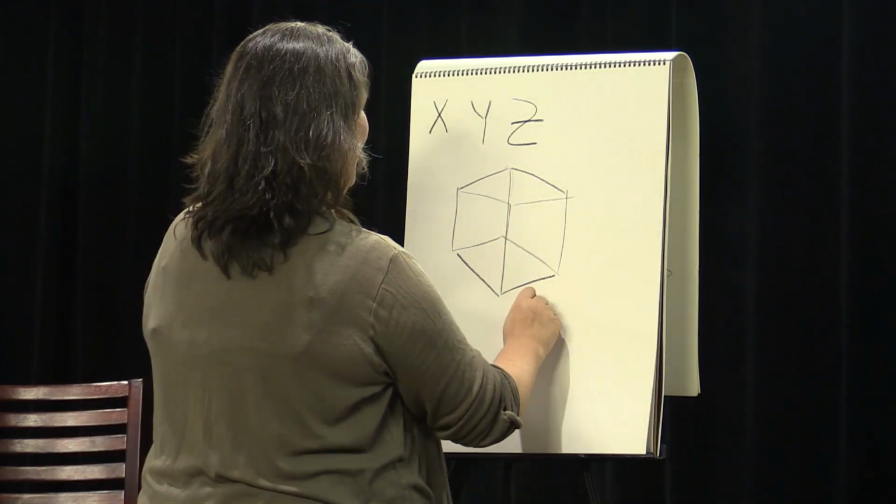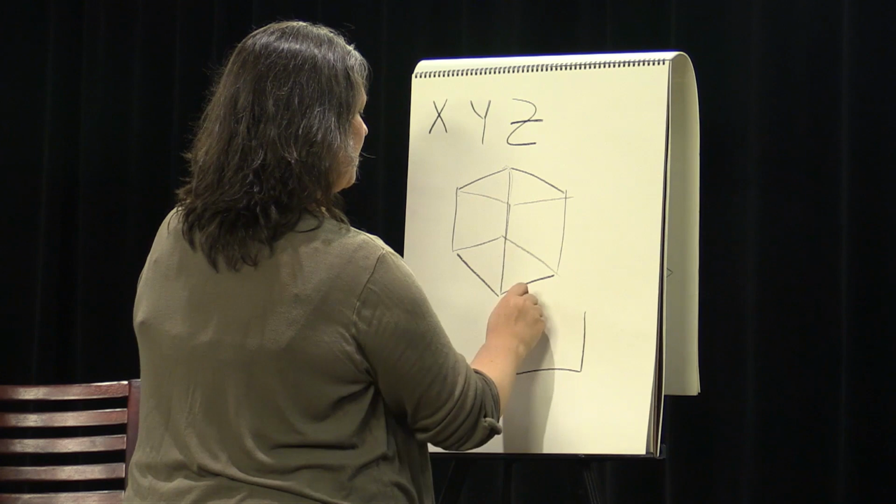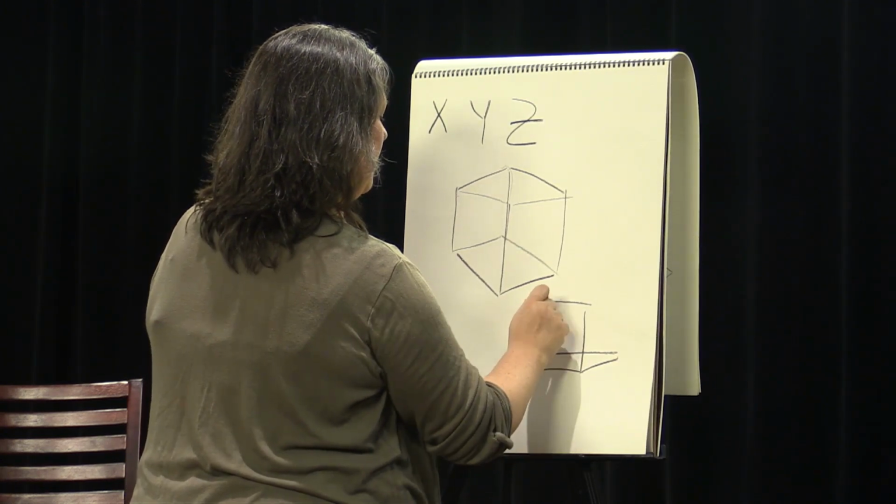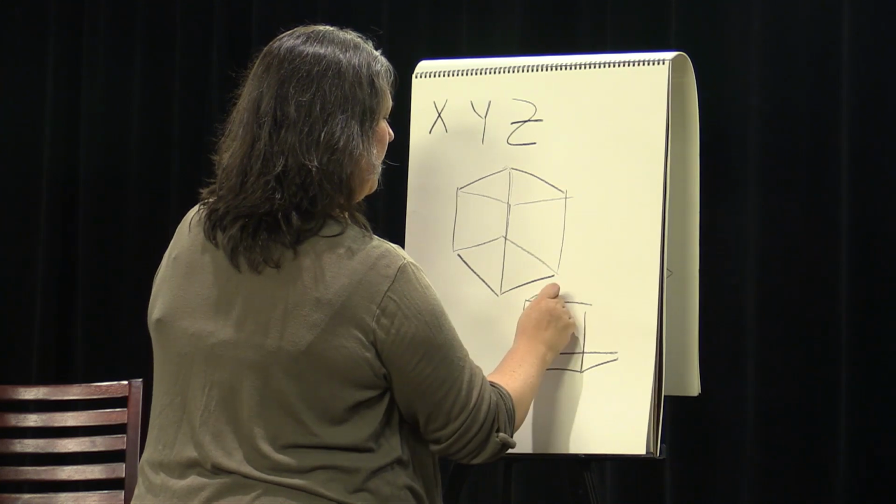Let's try that again. So we can do a square, and then it goes off into space. Bloop. We'll make it go up.